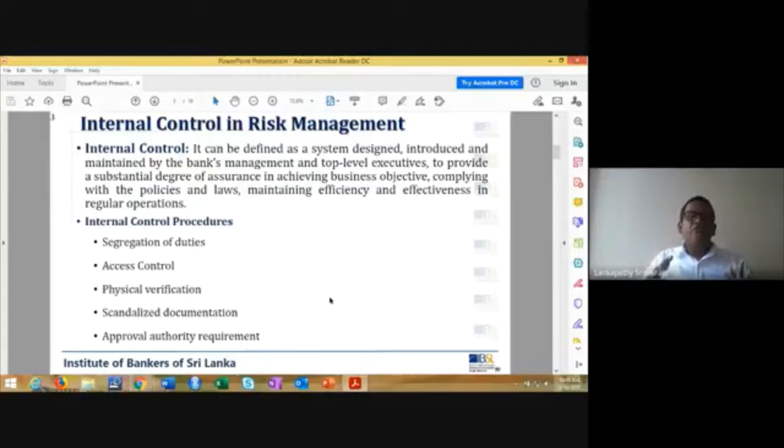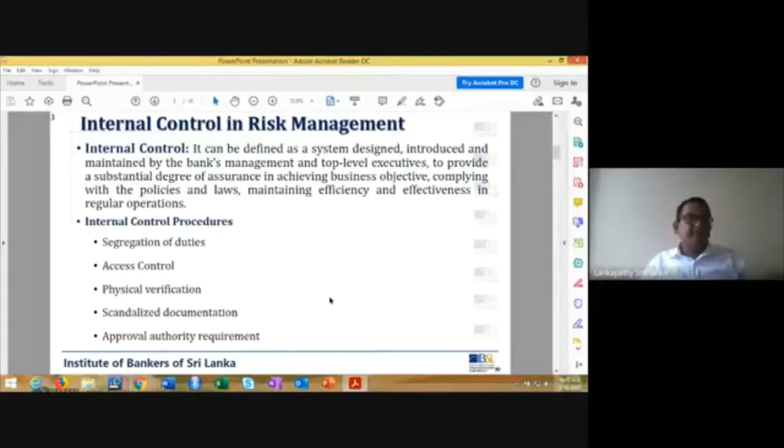Normally the internal controls are introduced by the top management. In risk management, if it is a centralized risk management department or the top management, they will introduce the internal control for each and everything. Then the first line of defense, that means the divisions or branch level, the branch managers, are responsible to ensure that these internal control processes are in place in the banks and financial institutions. That is the first line of defense.